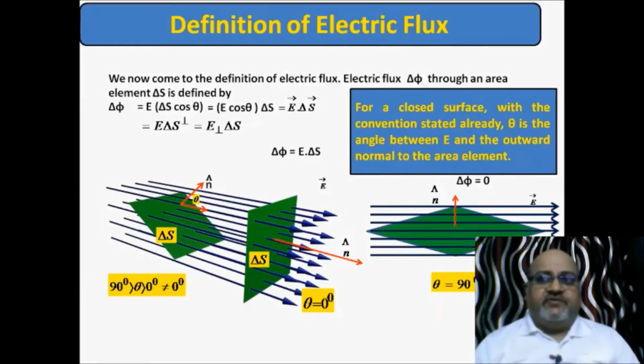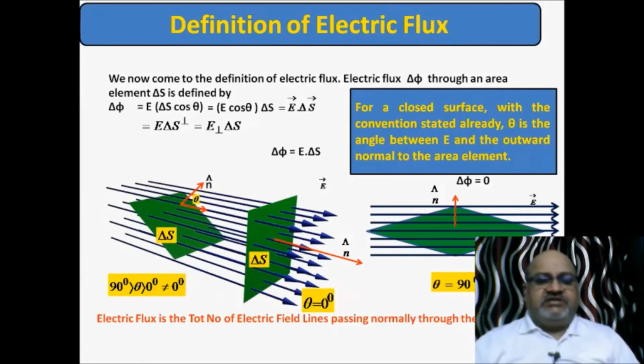So for a closed surface with the convention stated already, theta is the angle between E and the outward normal, or say the angle between n cap and E. n cap is the outward normal to the area element. So I am repeating again here. Electric flux is the total number of electric field lines passing normally through the area or surface. This is the definition of electric flux.